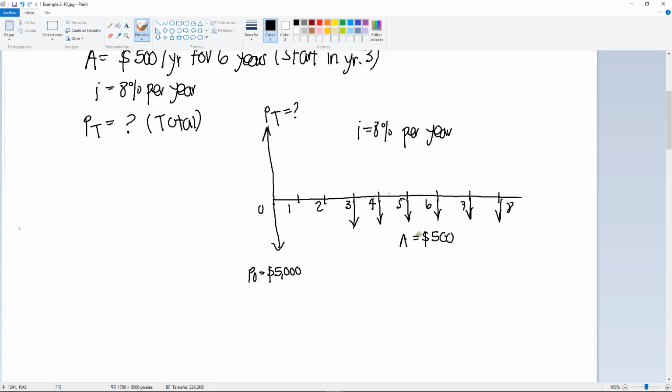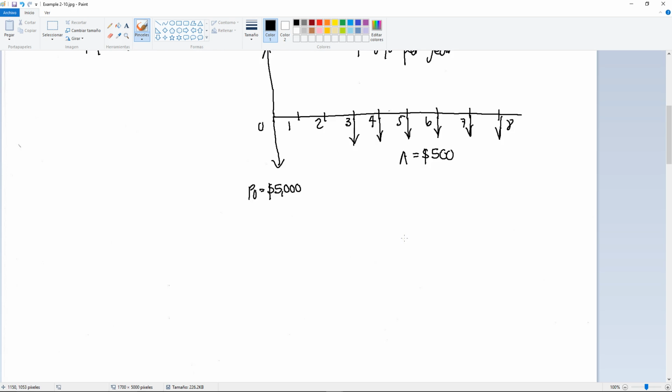So we first need to get rid of these A's. We use a similar technique to what I showed you in the previous slide. Right now I am only going to take into consideration year 2 to year 8. Why from year 2? Because remember that you start your first A in year 1, 1 year after the present.